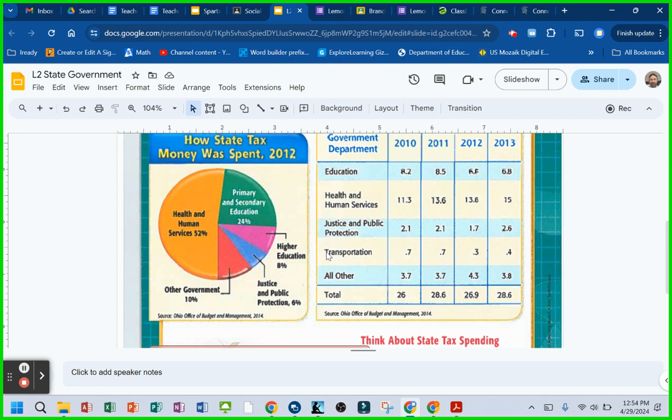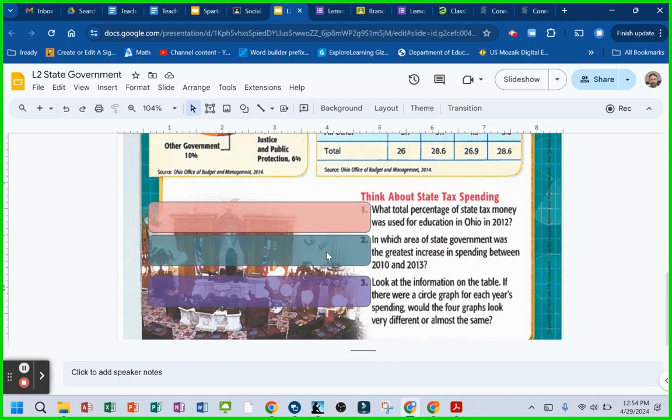I was thinking 6%. I would rather see chip away at health and human services a little, maybe 10%, go to 42%, and throw that 10% towards the justice system and the police departments, fire departments, ambulances, right? All right. Well, let's keep reading.